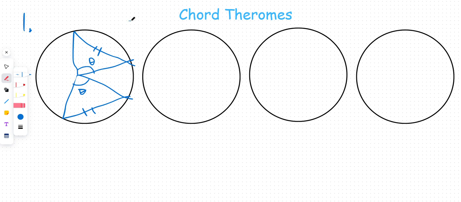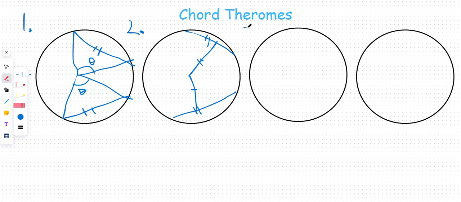Now, for the second theorem, if you had two chords also the same length as before, that means they are the same distance away from the center. Conversely, if you have two chords that are the same distance away from the center, then the chords are both the same. So let me repeat myself. If two chords are the same length, that means they are an equal distance from the center.